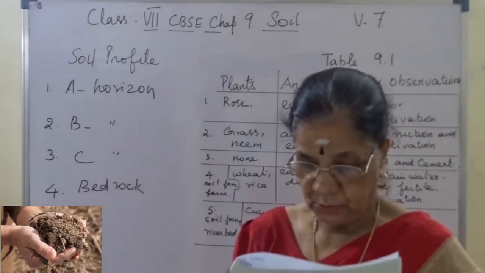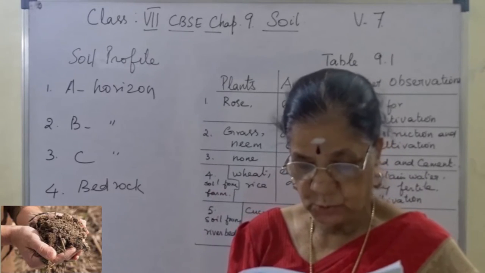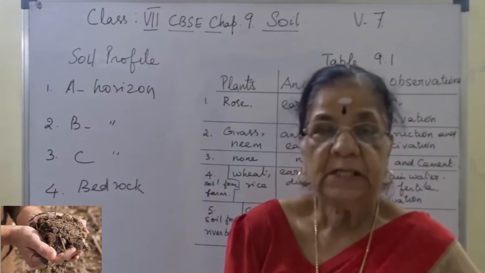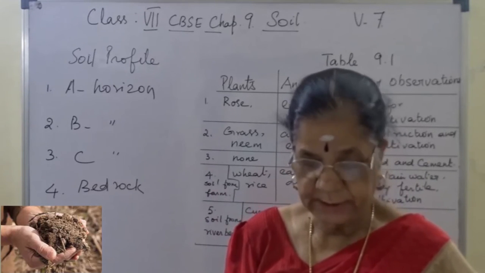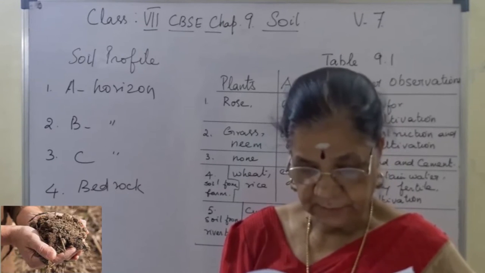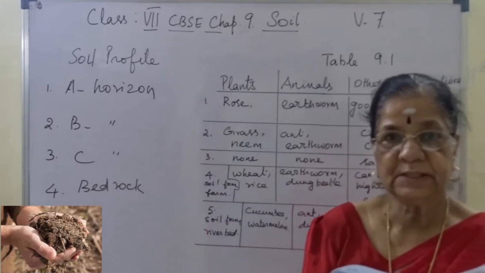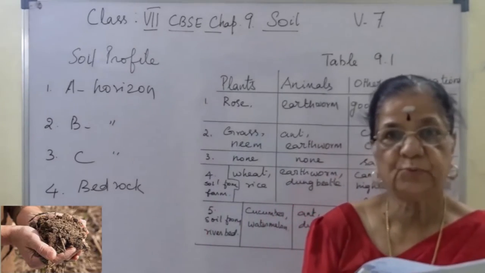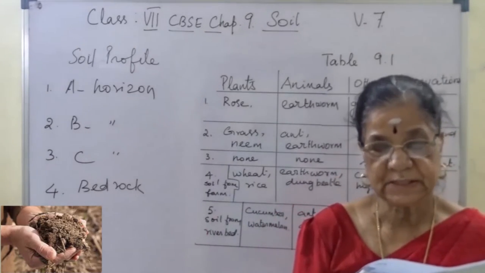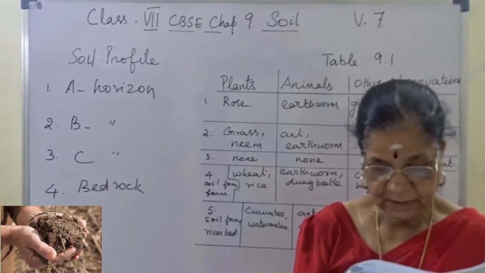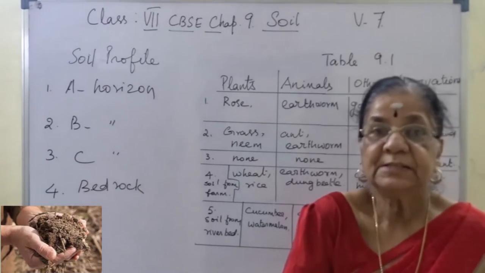சரி? So now a vertical section through different layers of the soil is called soil profile. I hope you understand. So each layer differs in their texture.